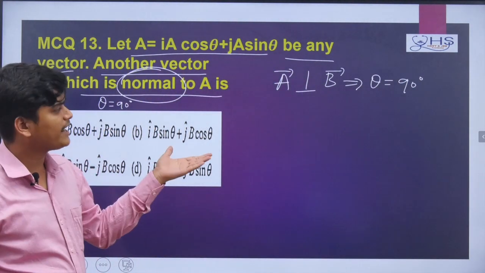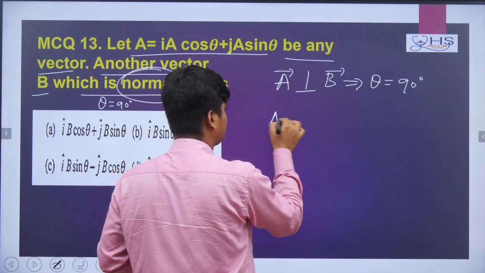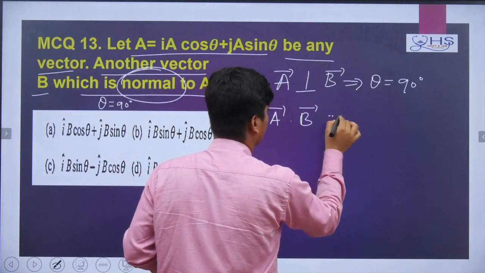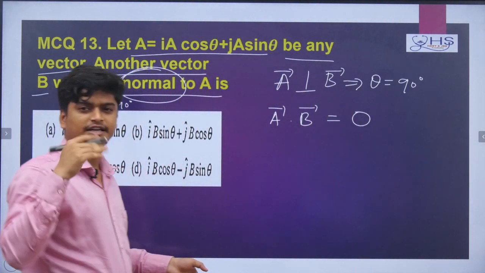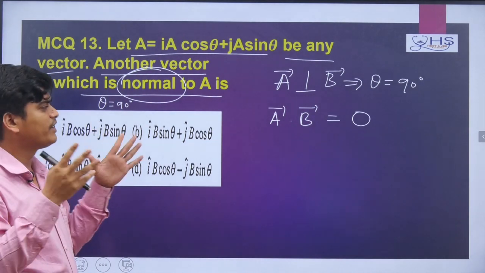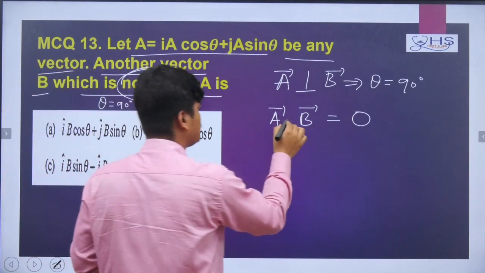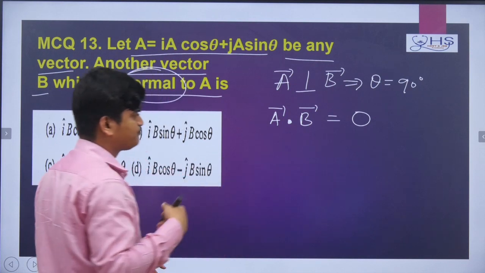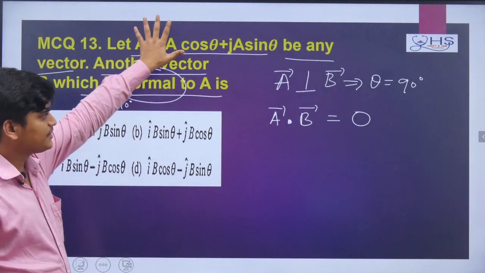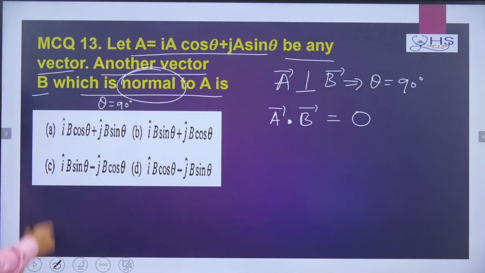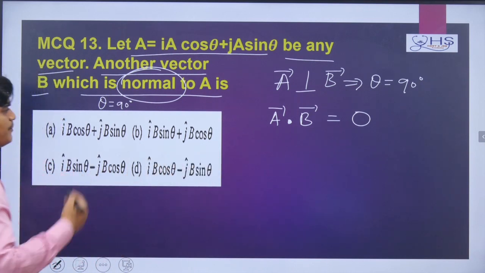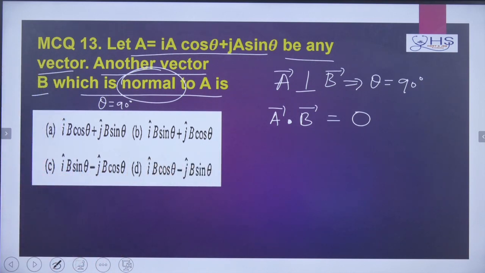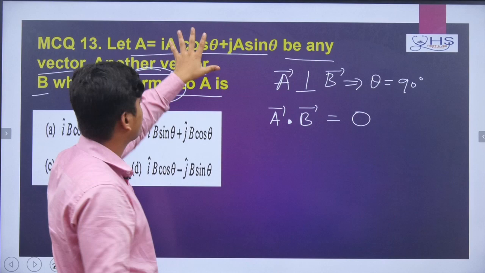And you know, if theta is 90 degrees, then what does the dot product become? A dot B will become nothing but 0. If the angle between two vectors is 90 degrees, then A dot B is how much? 0. So here A vector is given. Now they are asking what the B vector is, and here 4 options are mentioned. Now what to do here? You see how my dot product will become 0.